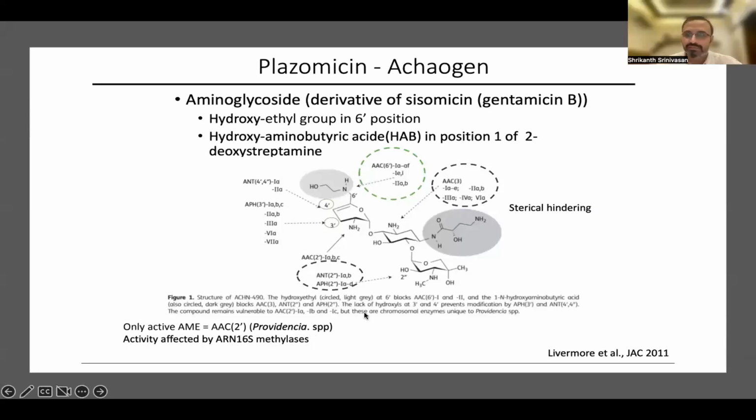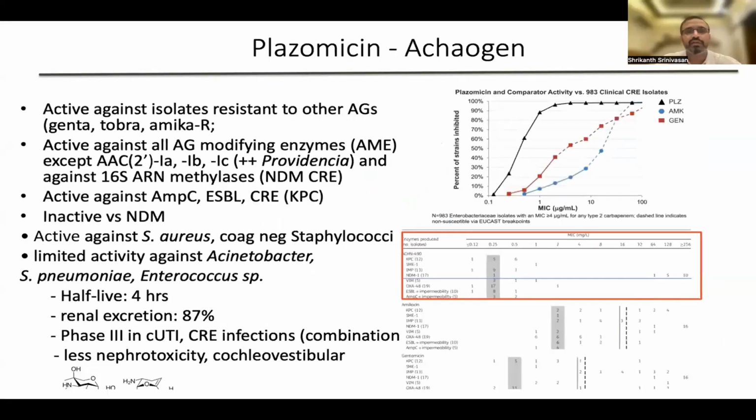Isolates which are otherwise resistant to aminoglycosides like gentamicin, tobramycin, or amikacin become sensitive to plazomicin. So it's active against AmpC, ESBL, and CRE. It's still inactive against class B metallo-beta-lactamases. It's active against Staph aureus and coagulase-negative Staph. It's got limited activity against Acinetobacter.